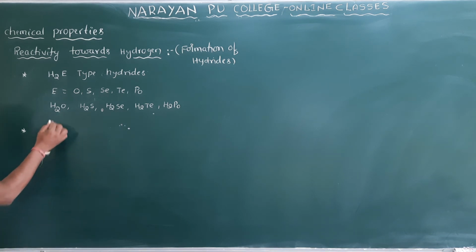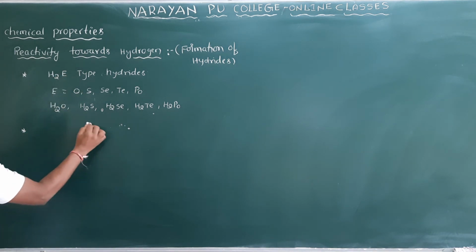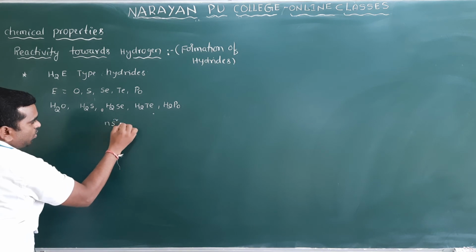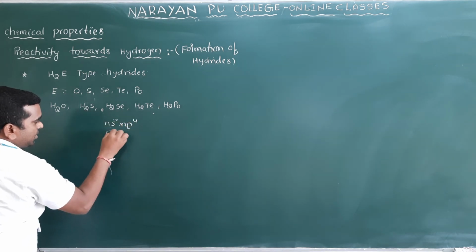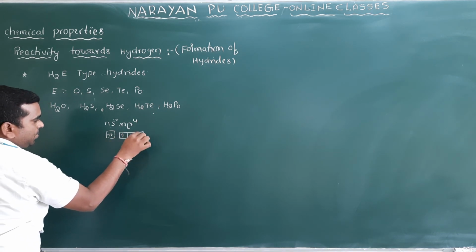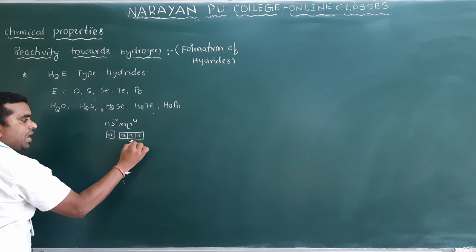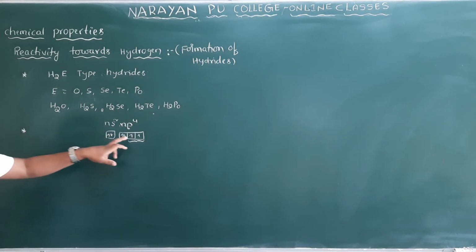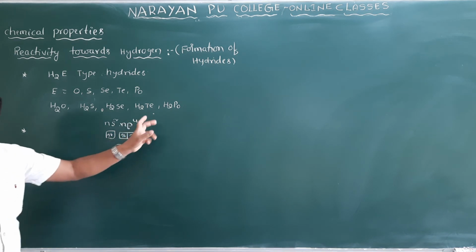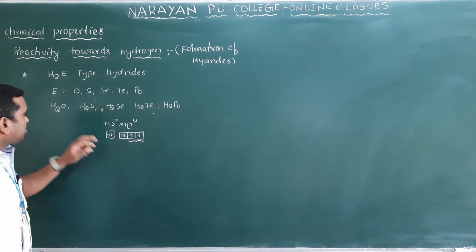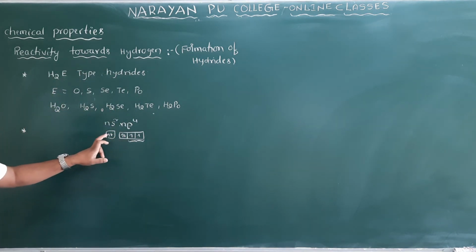Let me take one example, oxygen, the central element. Its electronic configuration is ns2 np4, so 2 electrons are in the s orbital and 4 electrons are in the p orbital. How many unpaired electrons are there? 2. These unpaired electrons are involved in bond formation, so they form 2 bonds. So they have 2 bond pairs and 2 lone pairs.